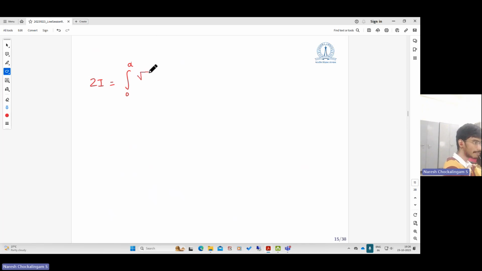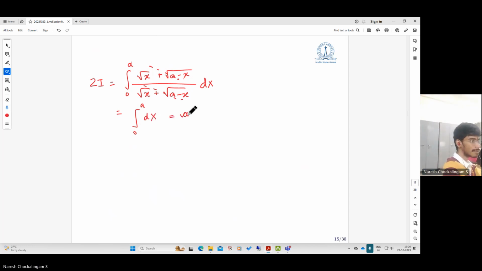And from the first integral, we have a square root of x. From the second integral, we have a square root of a minus x. The denominators of the integrands are the same, which is square root of x plus square root of a minus x. The integrating variable is the same, which is dx. So this is nothing but 1. So these two cancel each other. So you get integral 0 to a dx, which is nothing but a. So 2 times the integral is a. Therefore, the integral itself is a by 2.